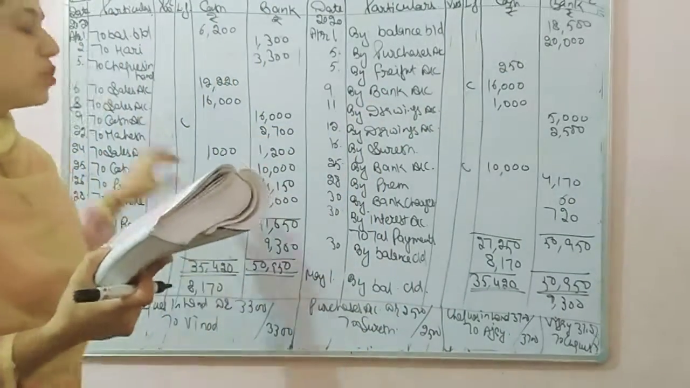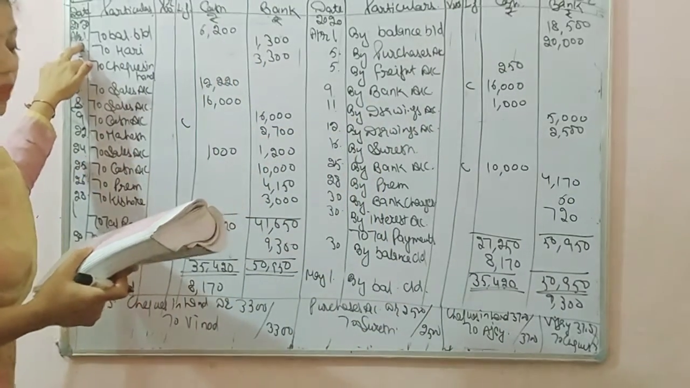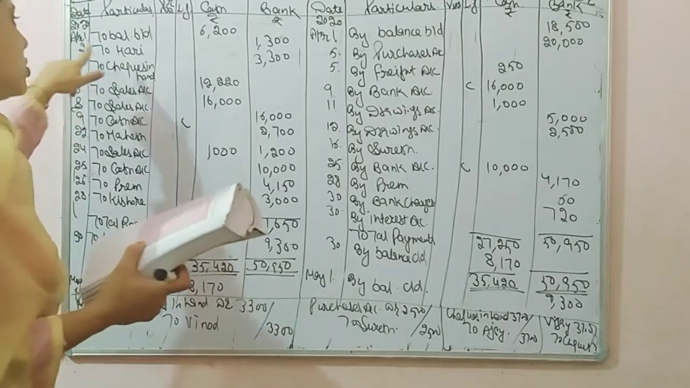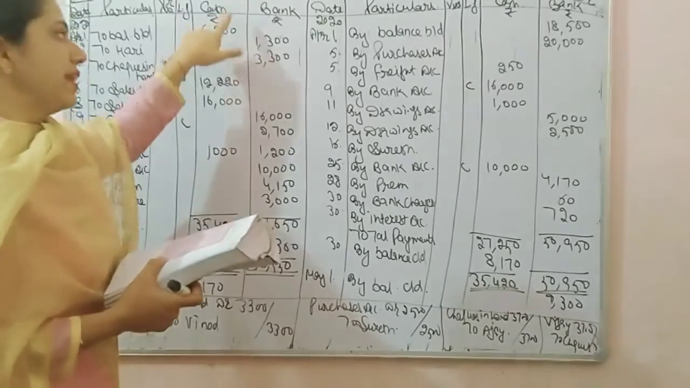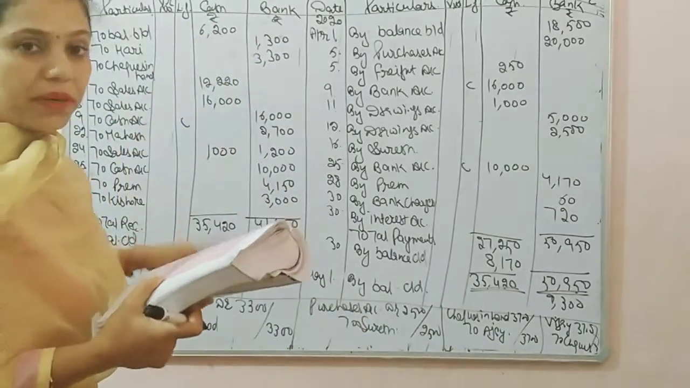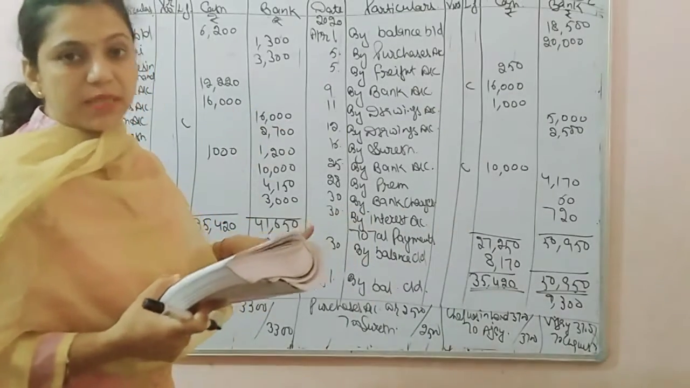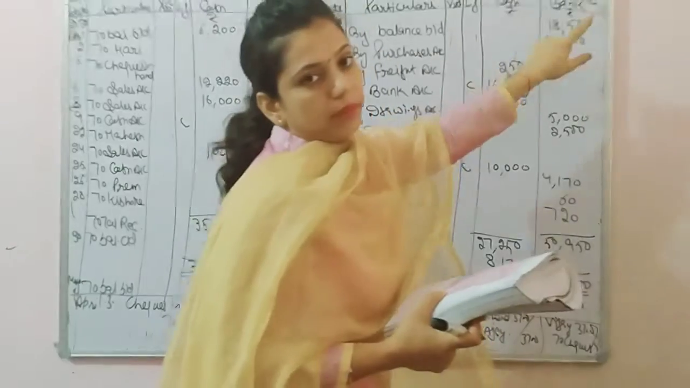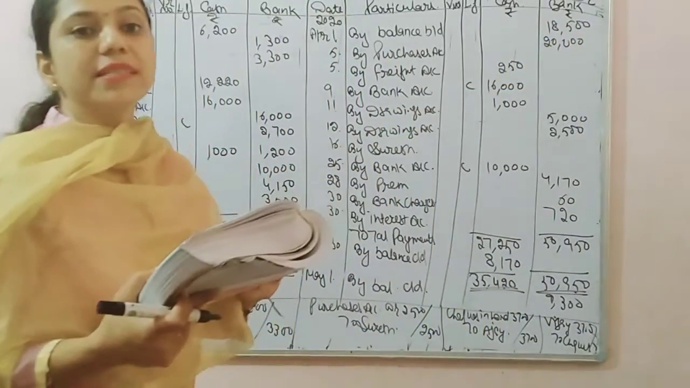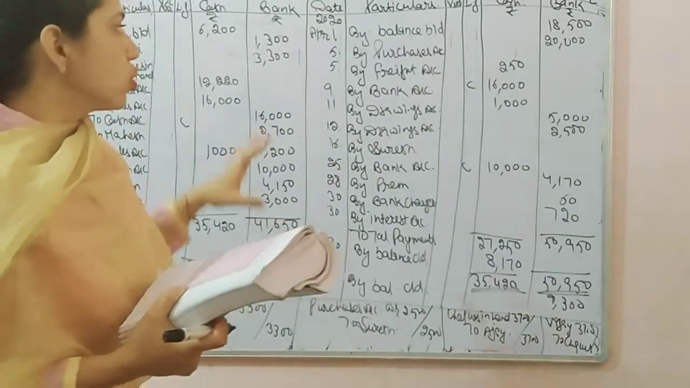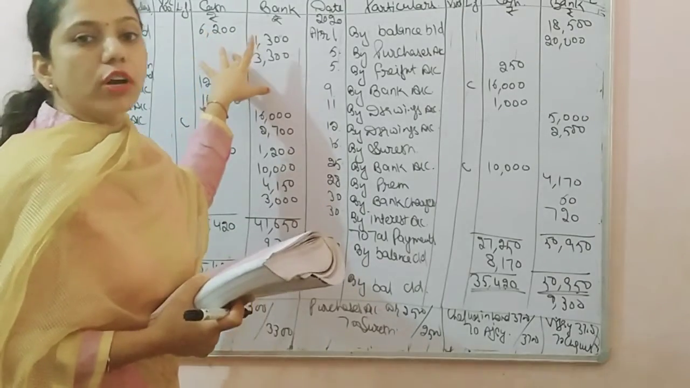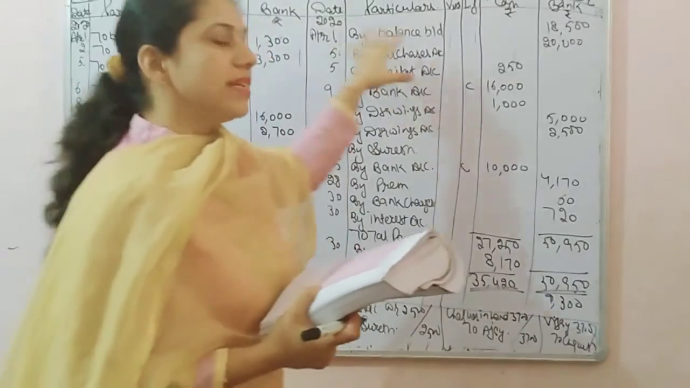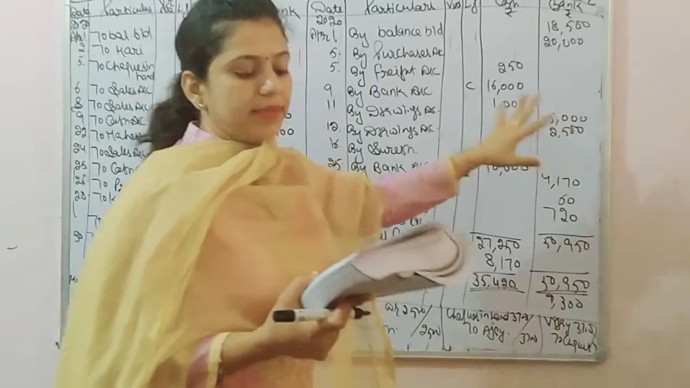First entry is 2020 April 1. Cash in hand, that means to balance brought down in cash column. Bank overdraft, that means decreased bank balance. So by balance brought down with bank column. Bank overdraft means there is a decrease in your balance. So if increasing, then we will record on debit side. If decreasing, then we will record on credit side.